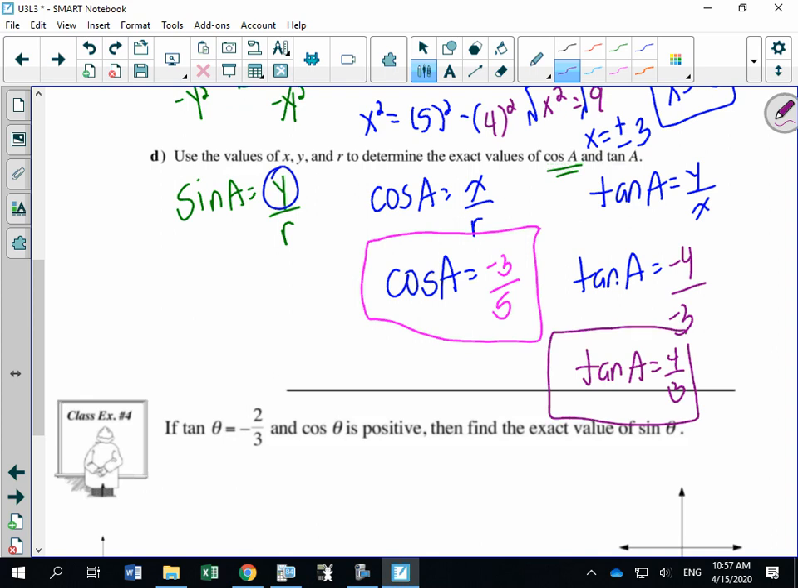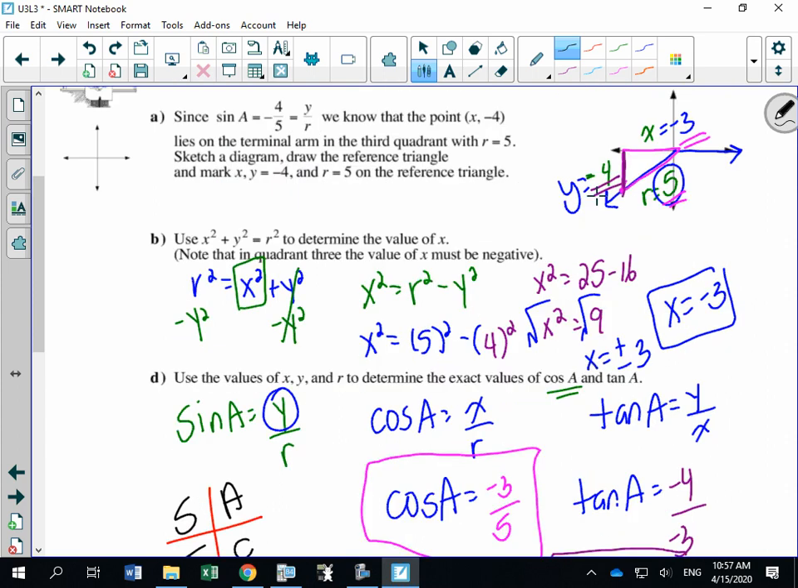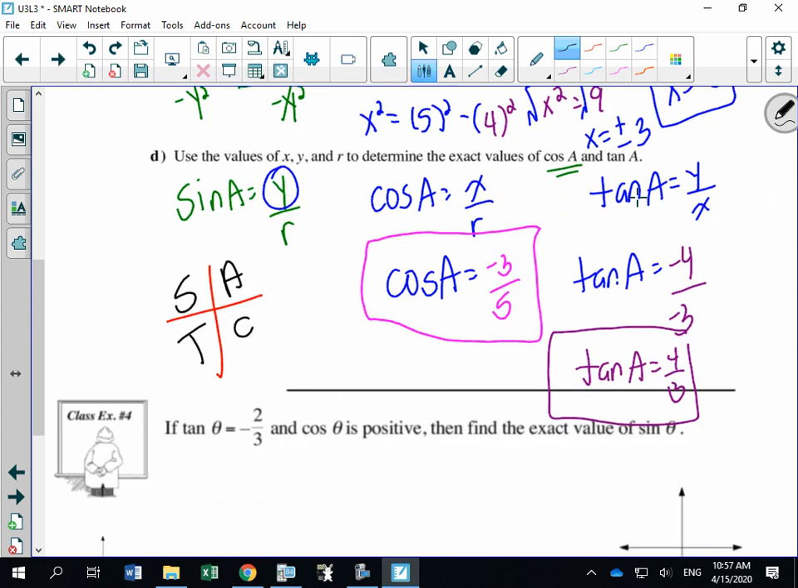How are we going to check this? What would you guys say? How would we check this? We would check this according to the CAST rule. And according to CAST, we are in quadrant 3. So my terminal arm is here. What is the only ratio positive in this quadrant? Tan, T. So I go to my answer and I say, yes, tan is positive. I did that right. Then I go and I say, well, what were cosine and sine in this quadrant? They both are negative. And sure enough, my answer for cosine is negative.